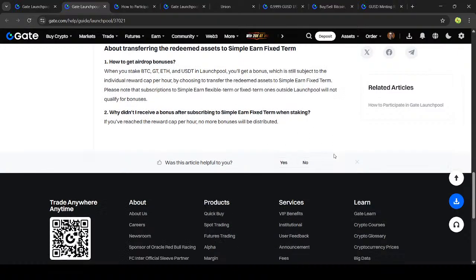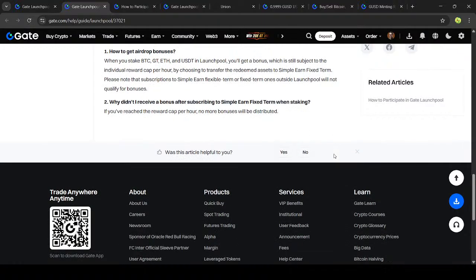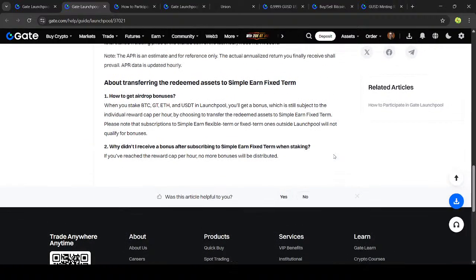If you have reached the reward cap for the award, no more bonus will be distributed.